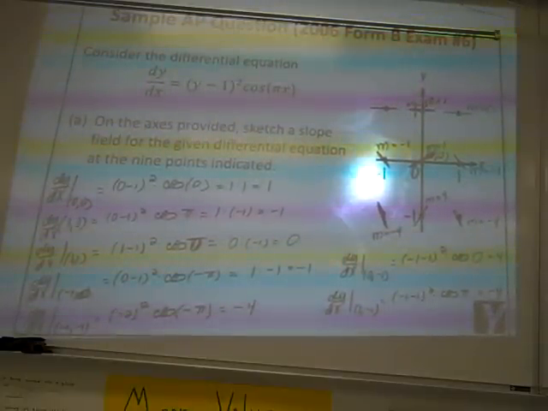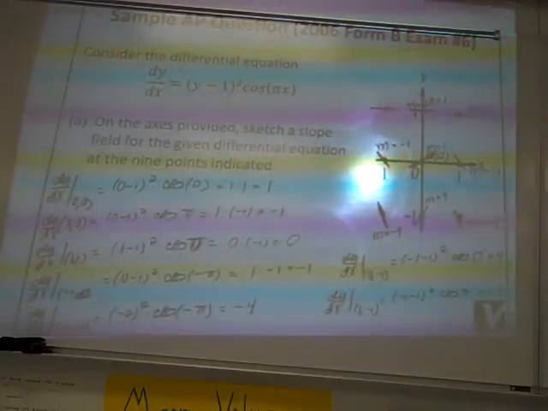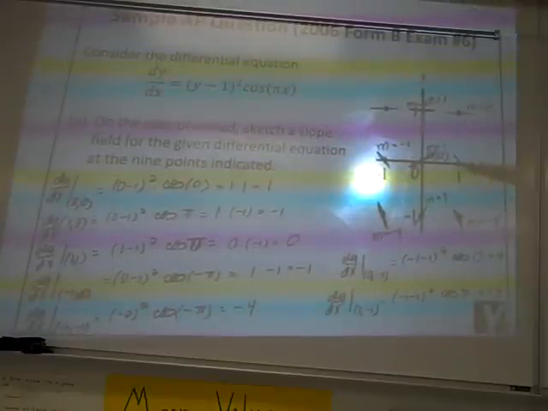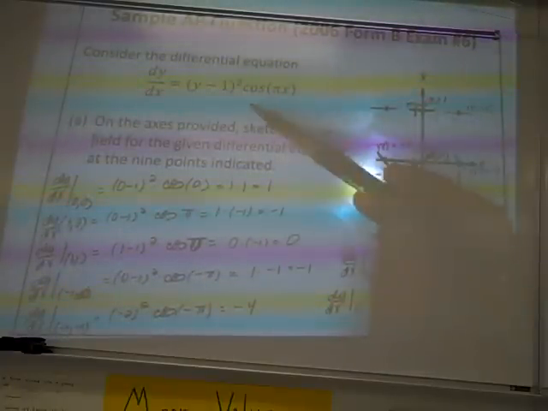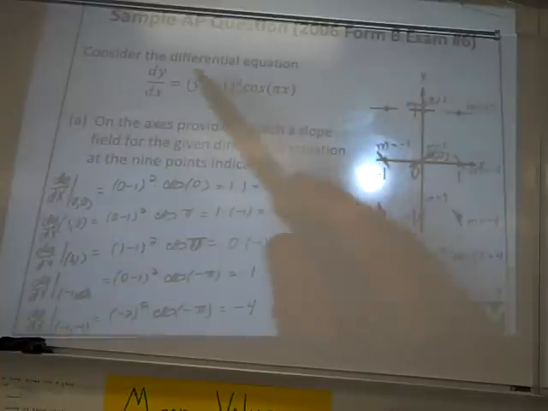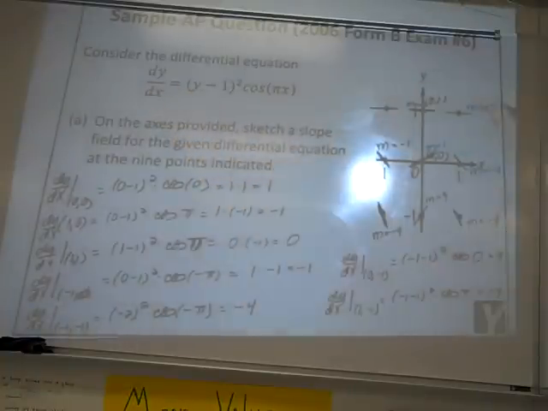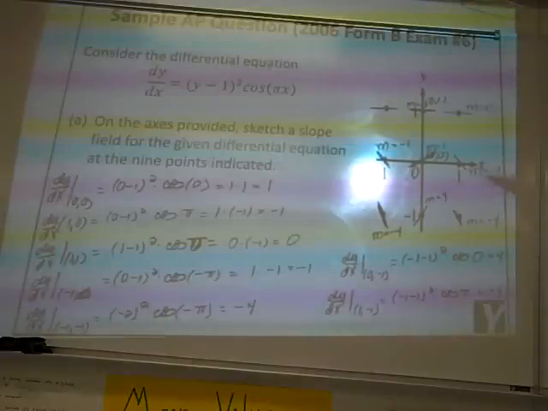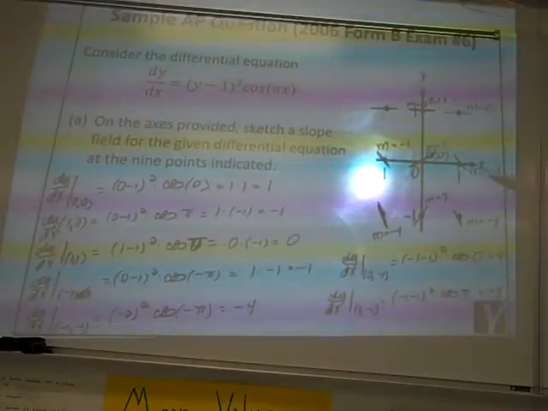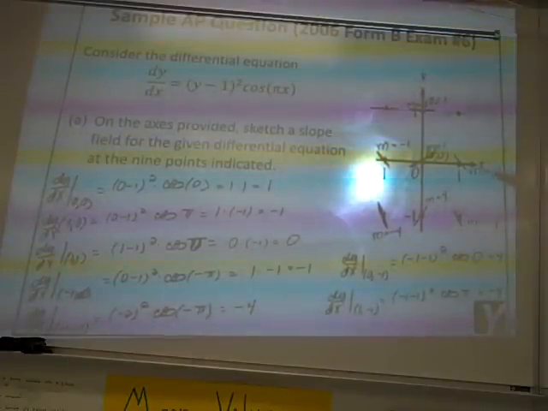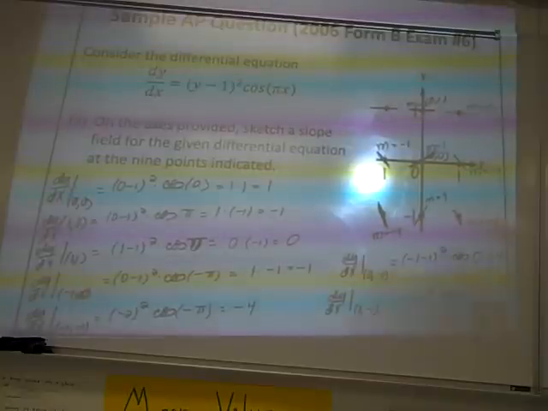I know we went kind of fast, but really all we're doing is take your coordinates, your x and your y, plug it into this equation, tell me what dy/dx is, and then draw in a little tangent line that has that slope. If I made a mistake, I apologize. But this is generally what your slope function should look like.